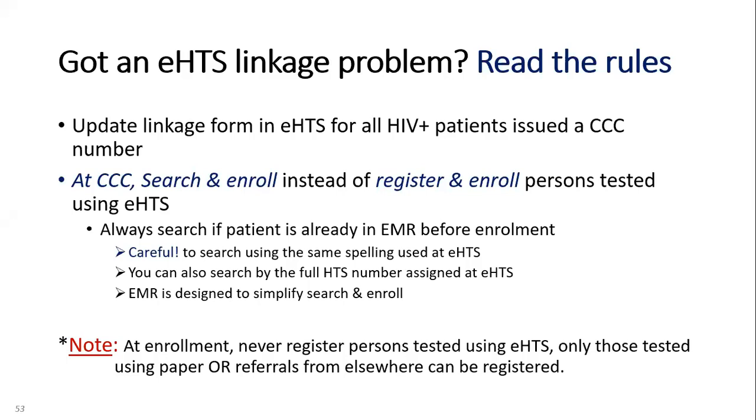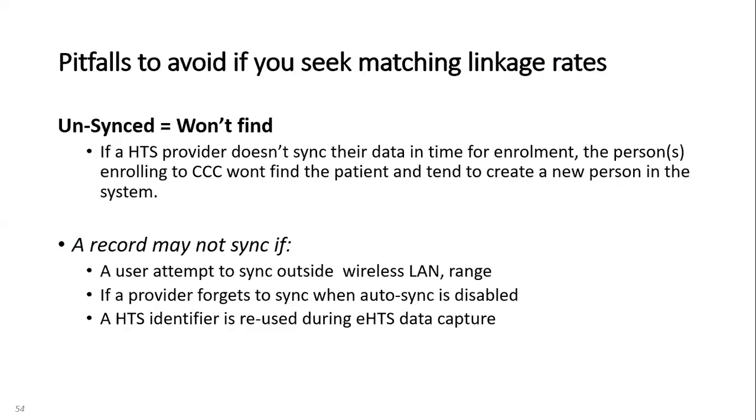You can also search using the eHTS number that was given to the person testing. The EMR has been designed to simplify search and enroll by giving you a list of possible matches, and you just need to go through that list to make sure that you do not re-register a person who already exists in the system. At enrollment, do not register a person who was tested using eHTS, because they already exist in the system. That feature is still only available when you are registering someone who has been linked from different facilities. Other things: if you do not sync, you will not find that record in the EMR.